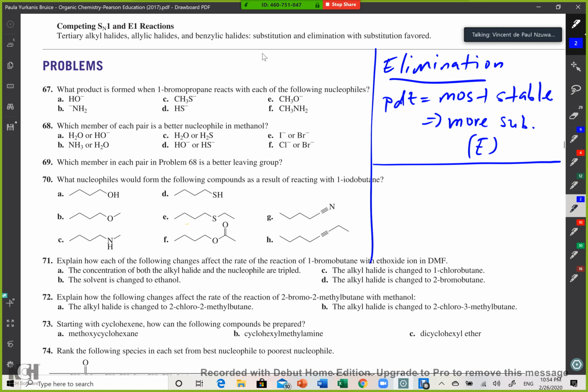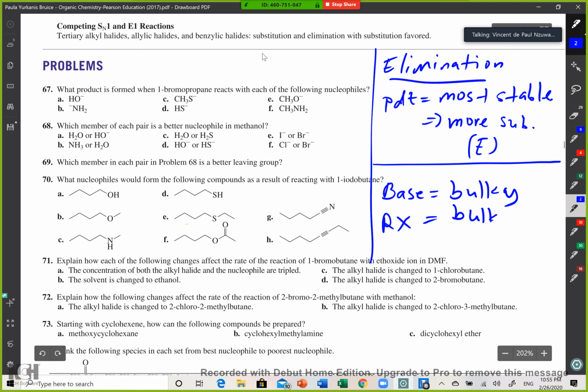Okay. Now, the other thing I want you guys to remember is that with an elimination reaction, the condition is that elimination is always favored if the base is bulky. If you have a bulky base, then chances are that will be an elimination reaction. If your alkyl halide, which I will call RX, is also bulky, then chances are that you will undergo an elimination reaction. Does that make sense? Yeah. And the reverse is true for substitution. We'll get to that. And then if your base is strong, if you have a strong base, then you will undergo elimination.